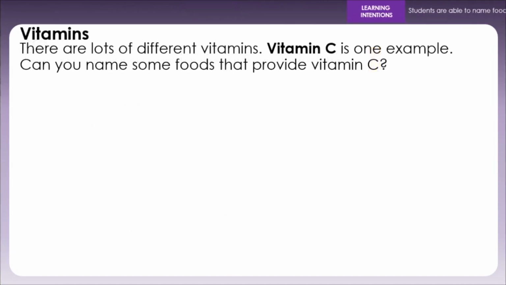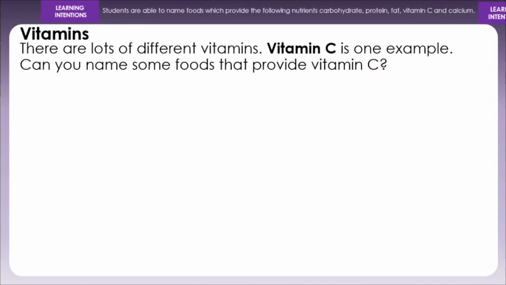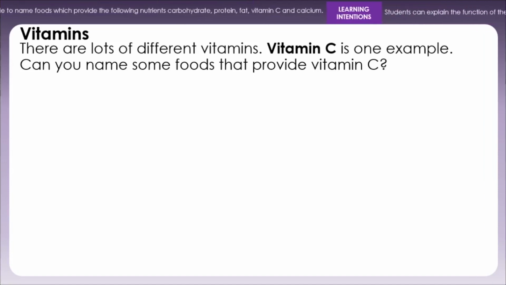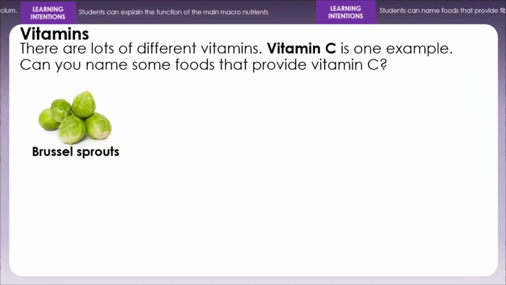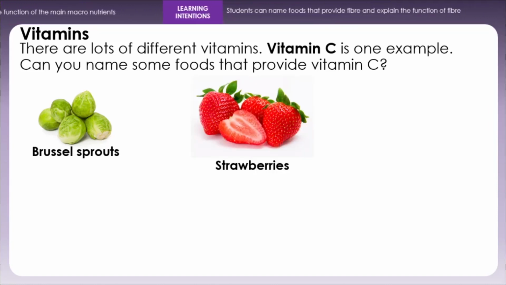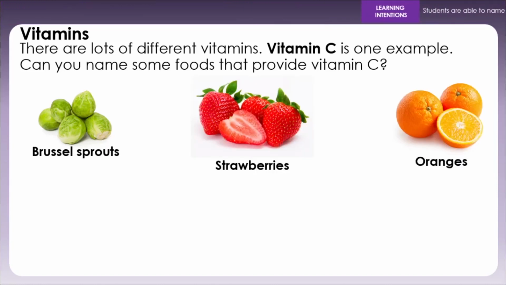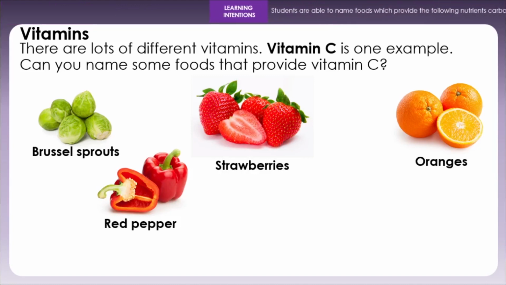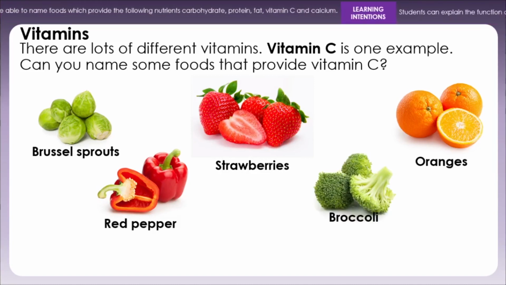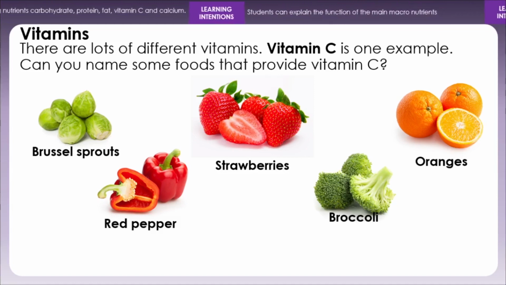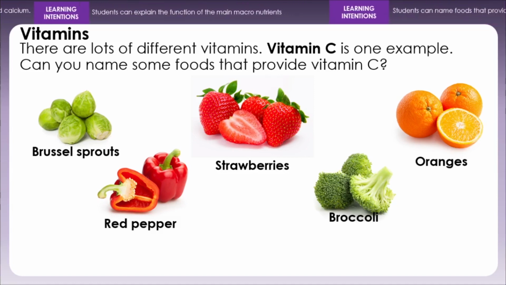Now with the vitamins, there's lots of different vitamins, and vitamin C is one example. Now can you name any foods that provide vitamin C? Brussels sprouts? I bet you didn't think of that one. Strawberries? Oranges? Red pepper? And broccoli. And there's many more. And oranges is the one that I always think of that you would get vitamin C.